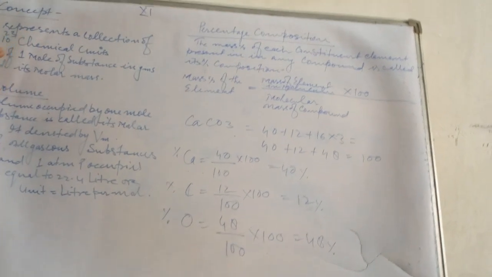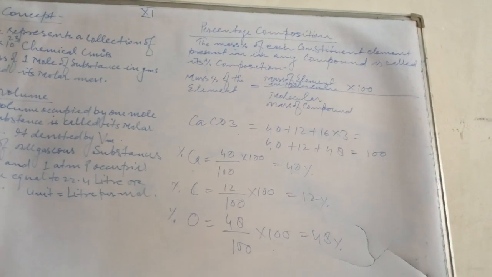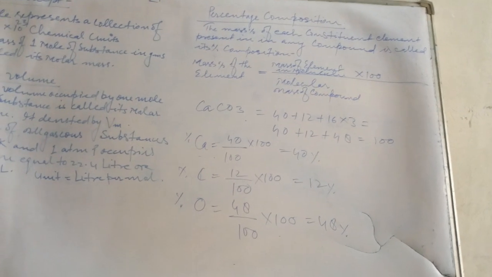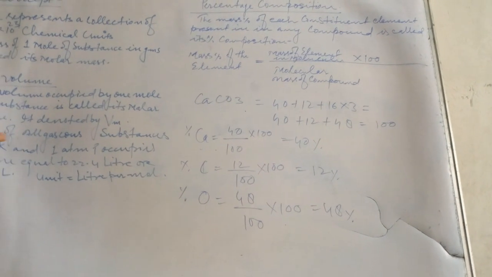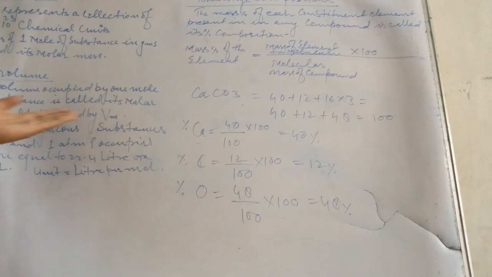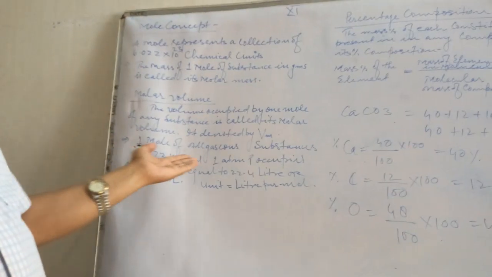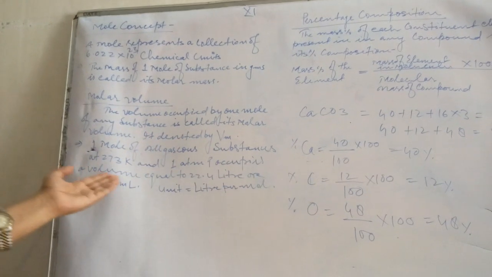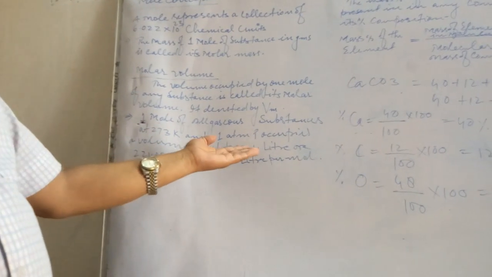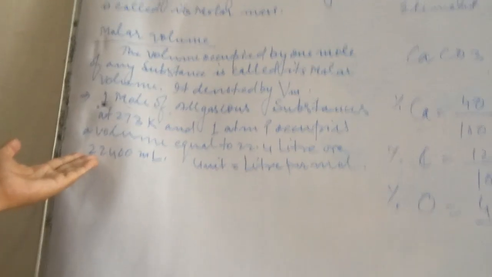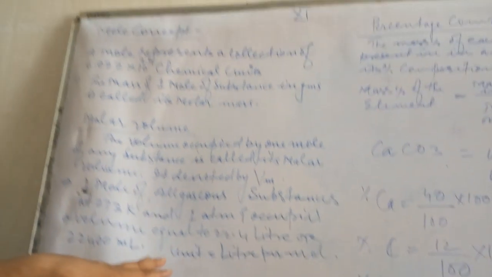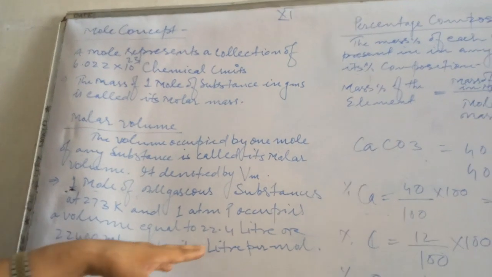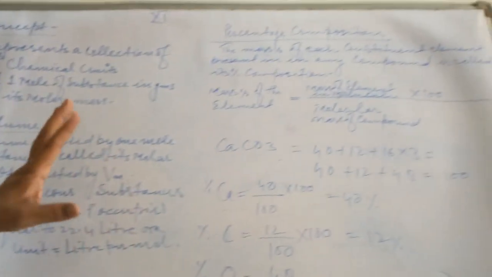And already you have gone through the discussion and definition of mole concept and molar volume. It is okay. So in molar volume, this is the pinpoint which you have to remember all the time. 1 mole of all gaseous substances at 273 Kelvin and 1 atmosphere occupies how many liters? 22.4 liter volume, or maybe consider 22,400 ml. And what is the unit of molar volume? Liter per mole.